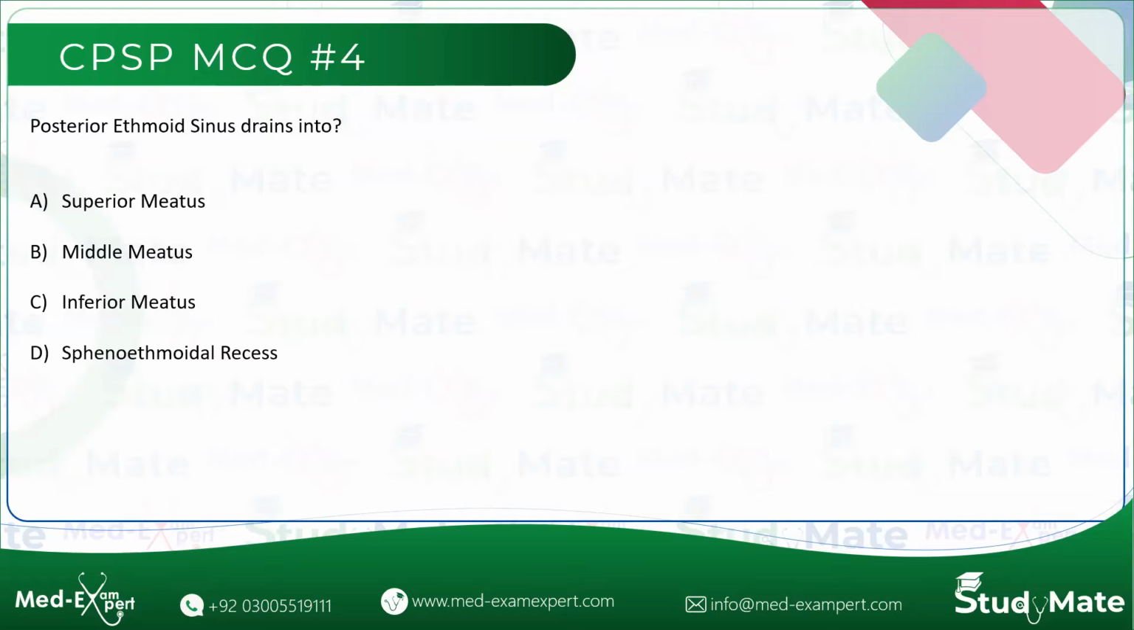And the fourth CPSP MCQ is, posterior ethmoid sinus drains into superior meatus, middle meatus, inferior meatus, or the sphenoethmoidal recess. Whatever you think is the correct answer, please type in the chat box.